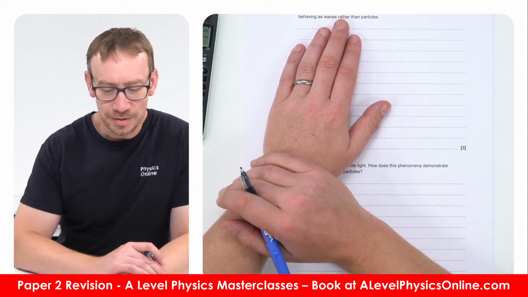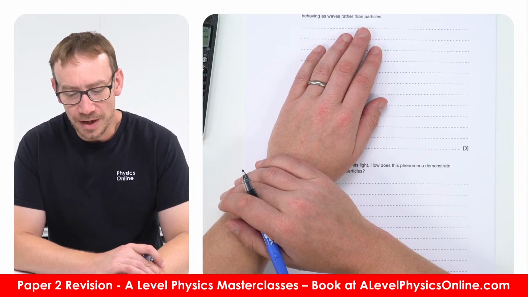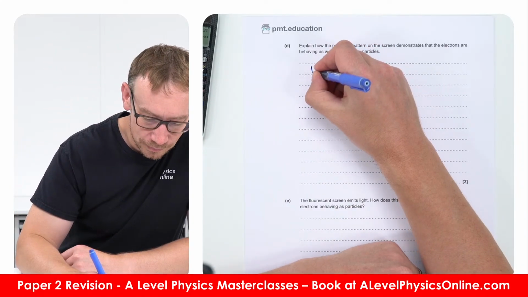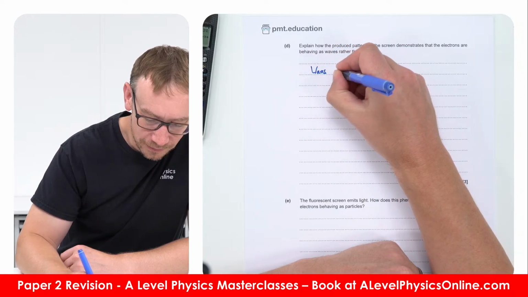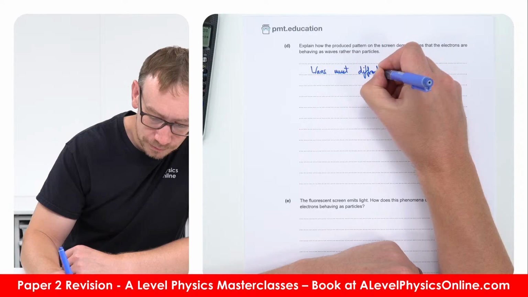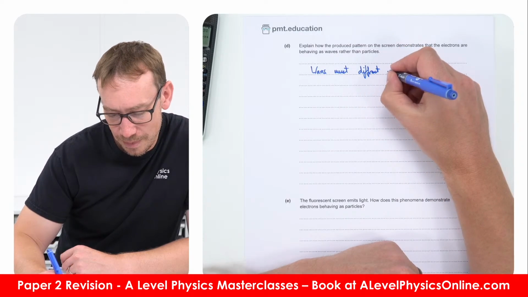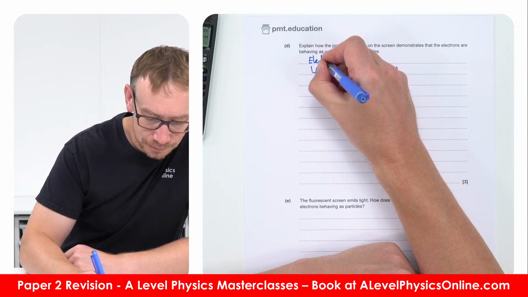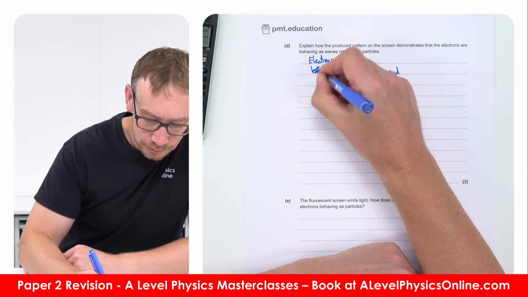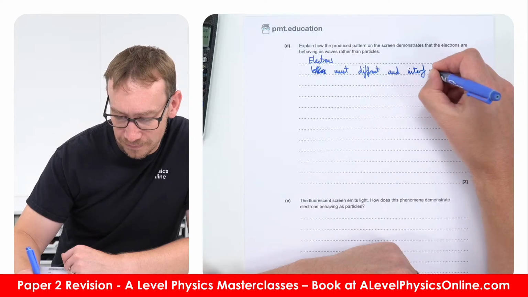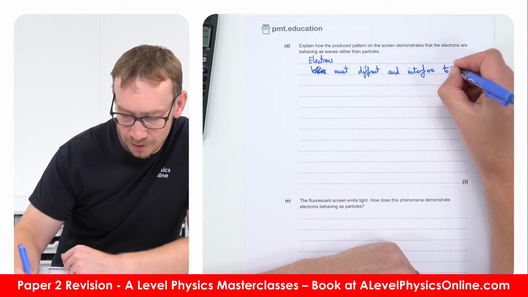Explain how the pattern produced on the screen demonstrates that electrons are behaving as waves rather than particles. Basically, waves must diffract. Electrons must diffract and interfere to produce a pattern.